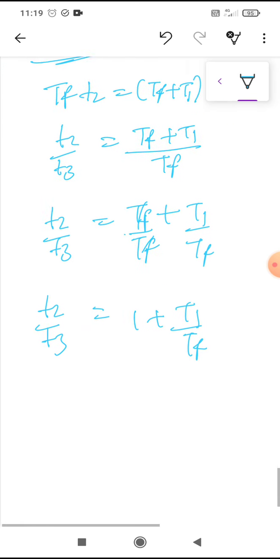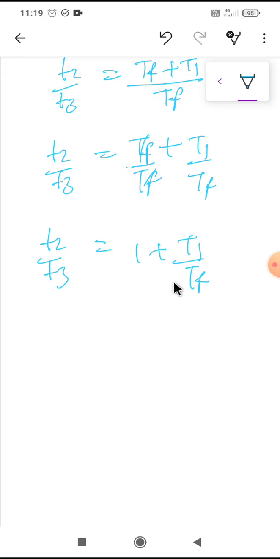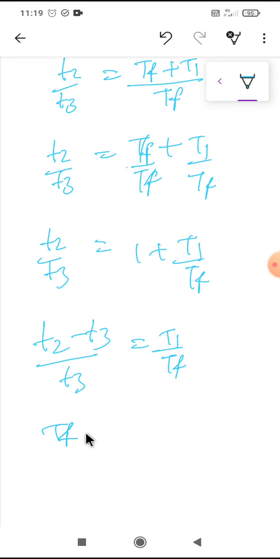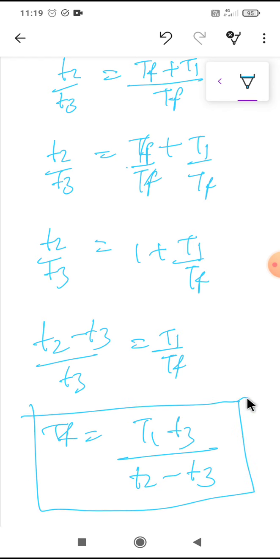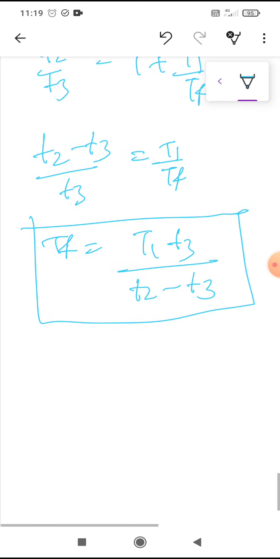So what is our goal? Our goal is to find the friction torque, so we have to make it the subject. I will bring the 1 to the left-hand side, so we get T2 minus T3 divided by T3 is equal to TL upon Tf. Making Tf the subject, I get Tf is equal to TL T3 divided by T2 minus T3. So this is the equation for the friction torque. Here TL is the load torque, which can be measured from the loading, and T2 and T3 are observed values.